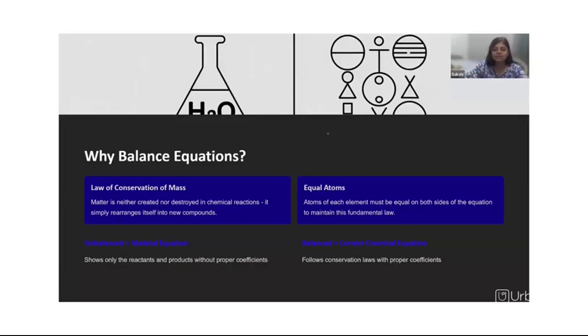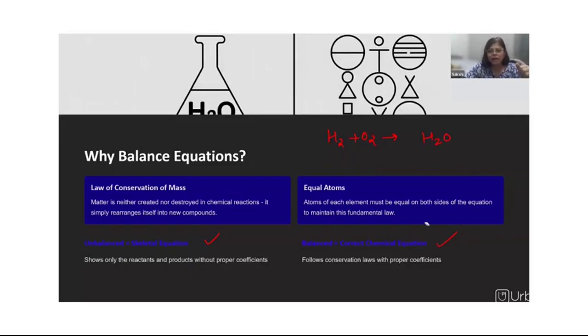Now, in the last video, we took an example of H2 plus O2, which gave us H2O. This type of reaction, which is not balanced, we call it a skeletal equation, right? So an unbalanced equation is equal to a skeletal equation. This type of equation shows the reactants and the products without proper coefficients, right? But a balanced chemical equation shows the correct chemical equation. It follows the law of conservation with proper coefficients, right?